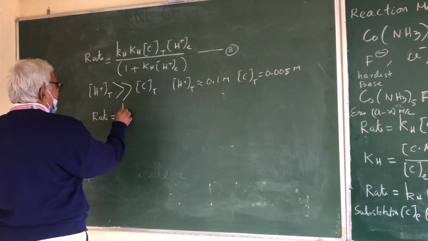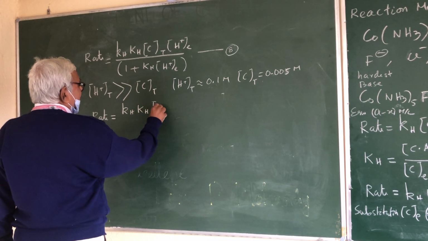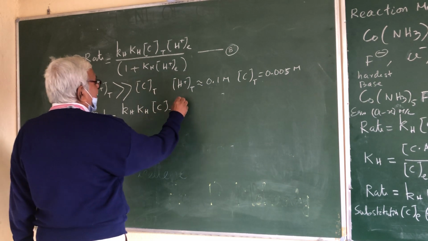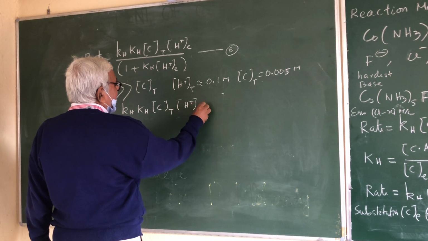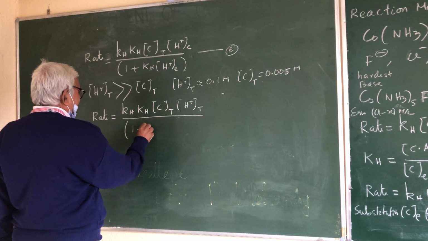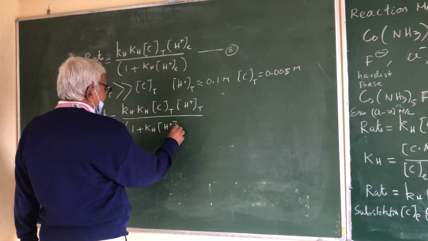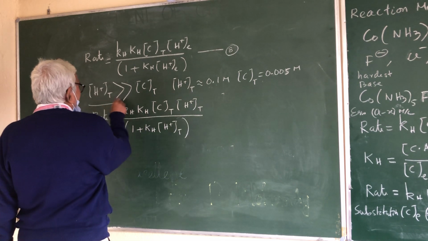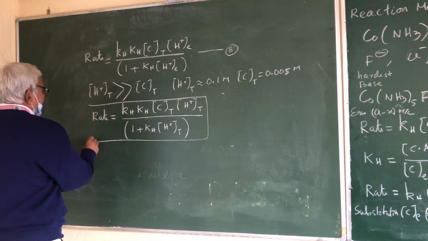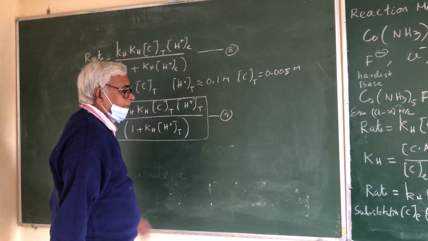rate is equal to kH into complex total into hydrogen ion total by 1 plus kH into hydrogen ion total. This is the final rate, equation 9.